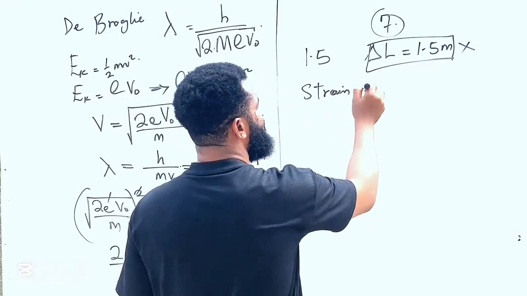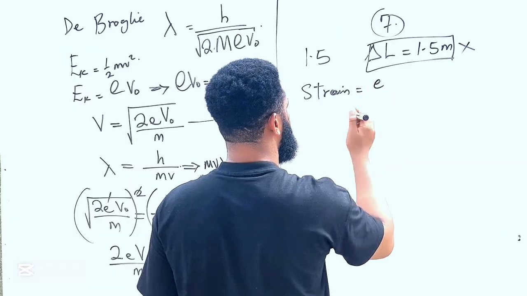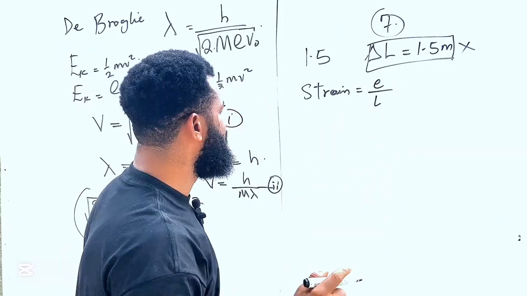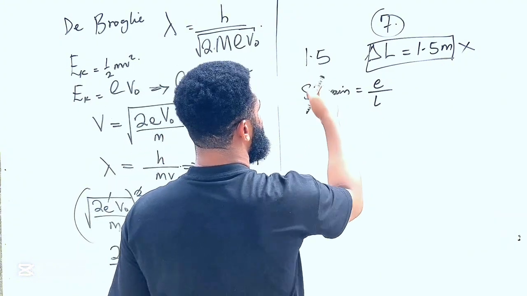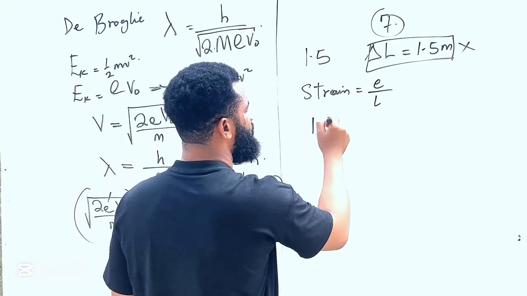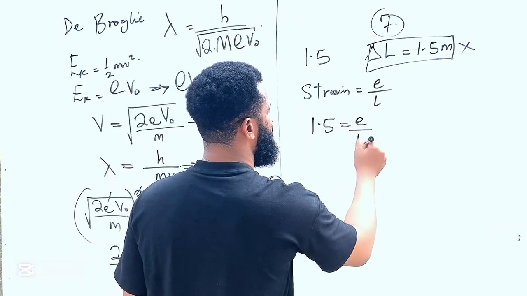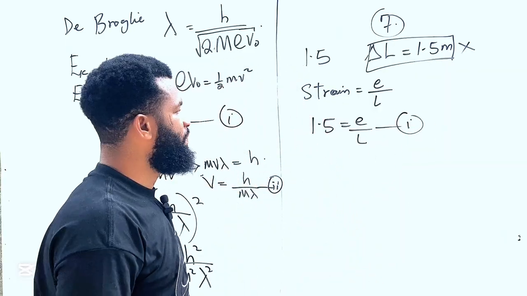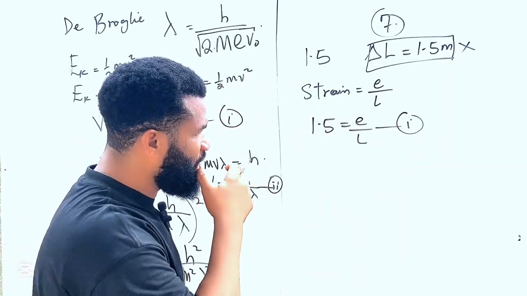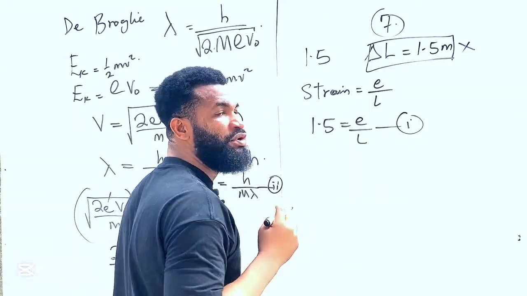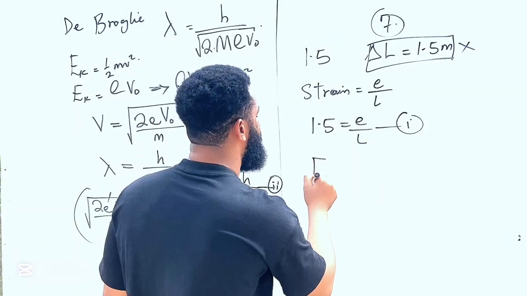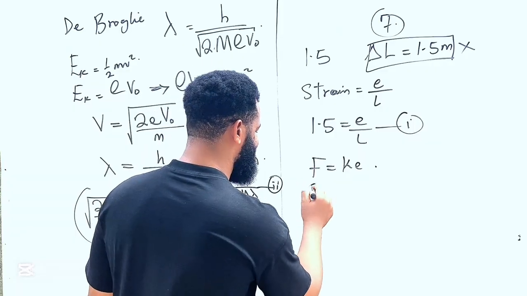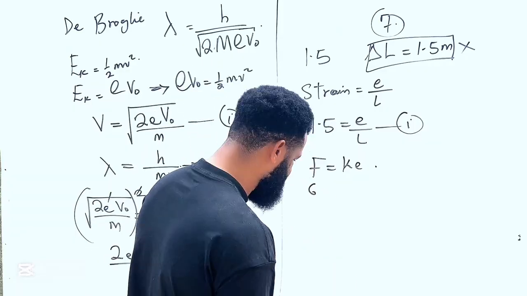Because strain is the same thing as e all over original length. In this case, there is no unit given. Therefore, I'm going to say that strain is 1.5. So I'll have 1.5 is equal to e all over L, equation 1. All right. Then the next one they gave us is according to Hooke's law. Hooke's law said that force is equal to K e. Force is given as 360.